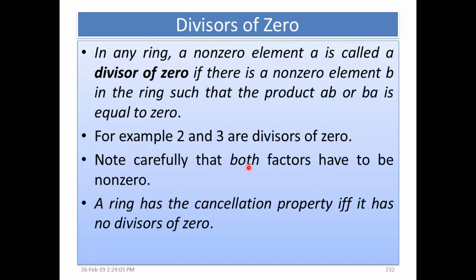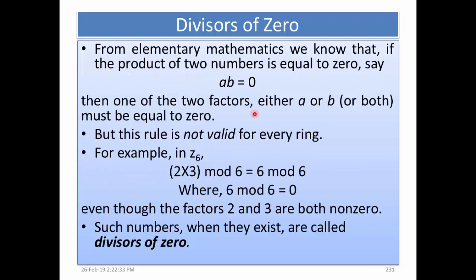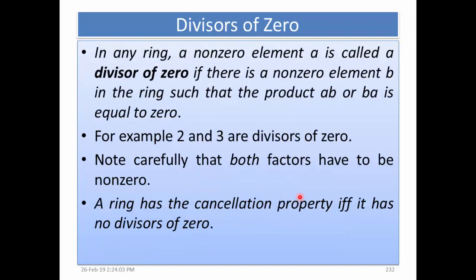Note carefully that both factors have to be non-zero. A ring has the cancellation property if it has no divisors of zero. So a ring can have the cancellation property if and only if it has no divisors of 0. Means there is no such pair of numbers where if you multiply them and take the mod, you will get 0. If this is true, then that ring can have the cancellation property.